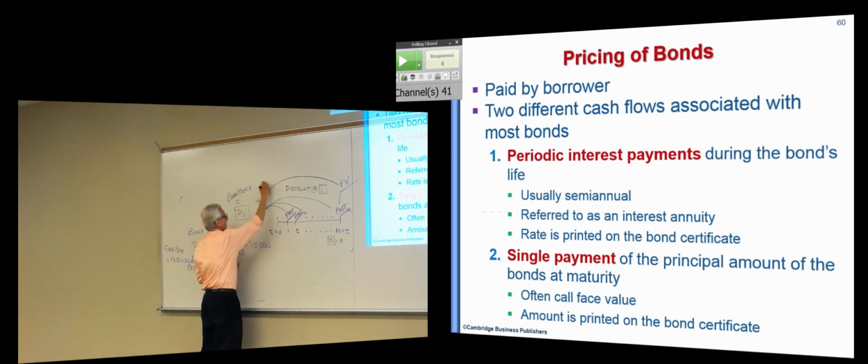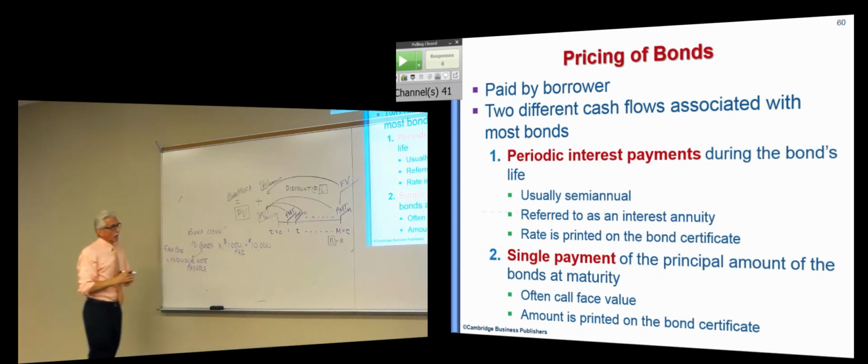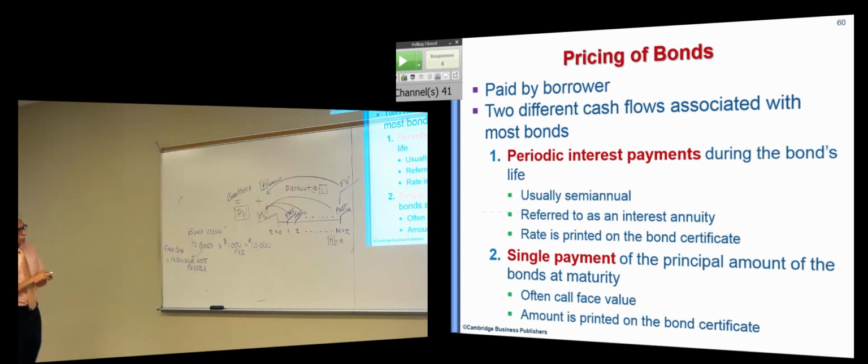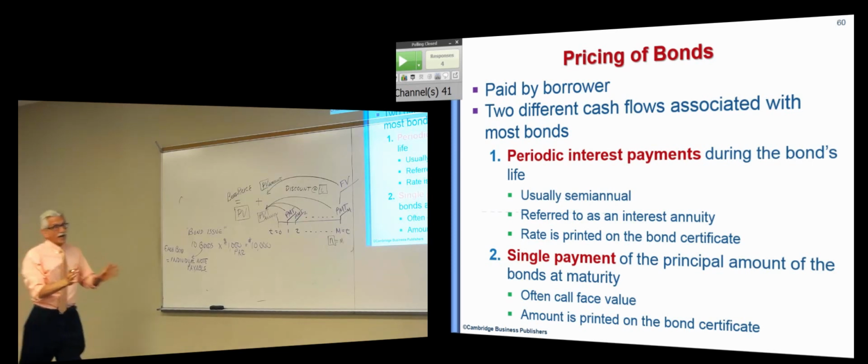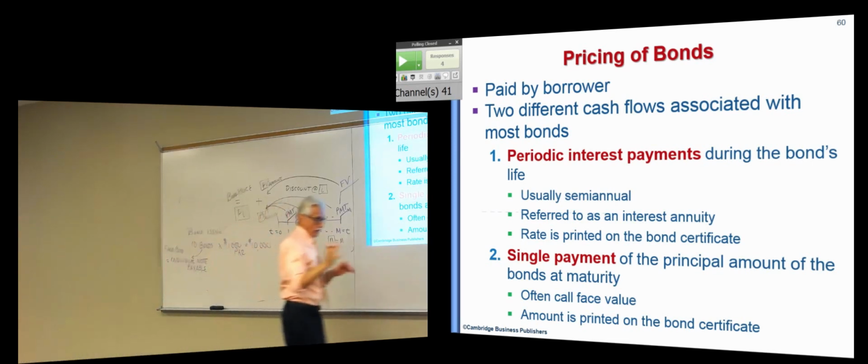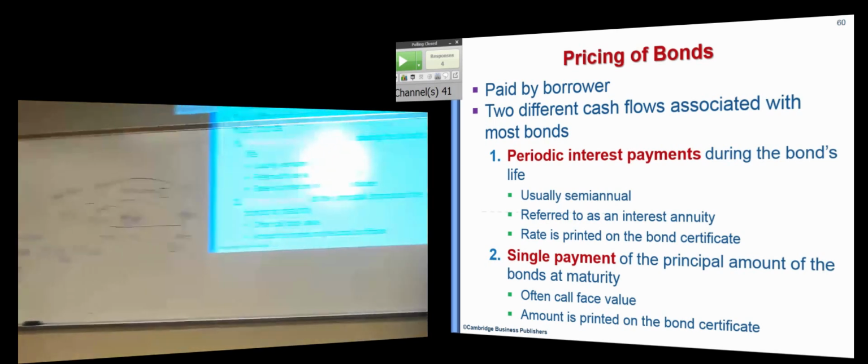You have a present value of an amount or a single sum, and the present value of an ordinary annuity. So the bond price is the sum of the present values of those future cash flows.